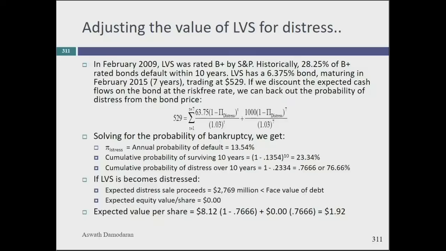And that's all I care about, right? Thank God the equity can't be worth less than nothing, because then my problem would become much worse. But in the 77% of the time the company cannot make it, my equity is going to be worth nothing. Which gives me an expected value of $8.12 times 23%, the going concern probability, plus zero times the remaining 77%. Value per share of $1.92.